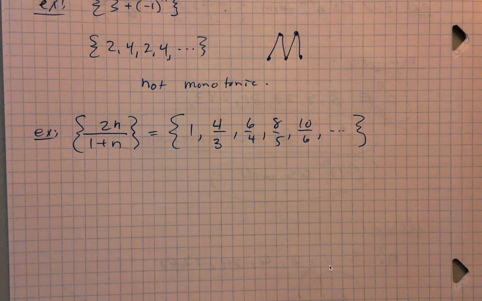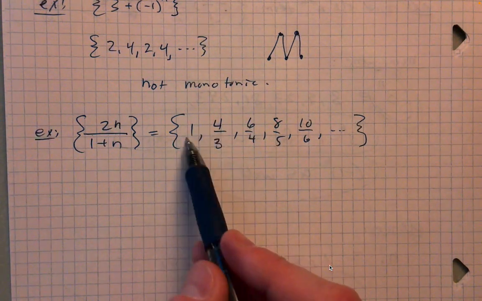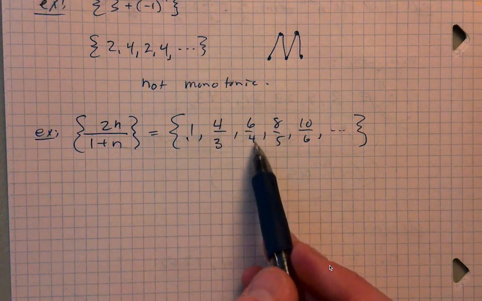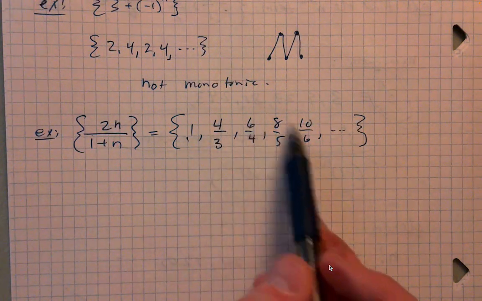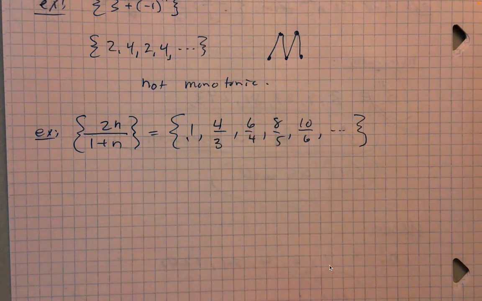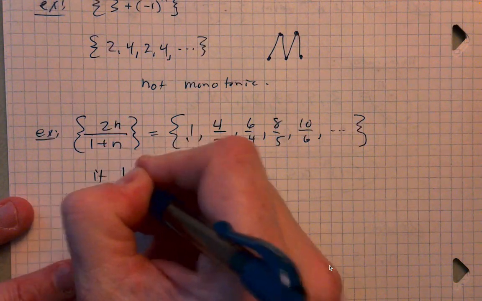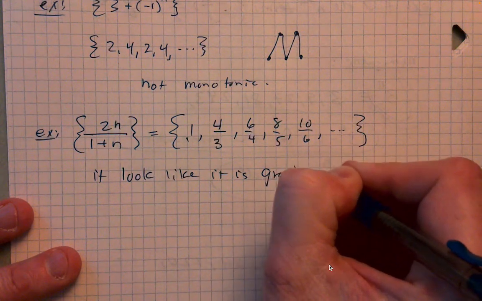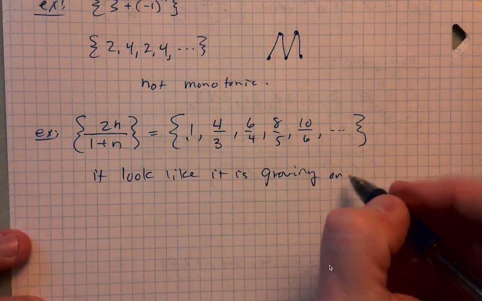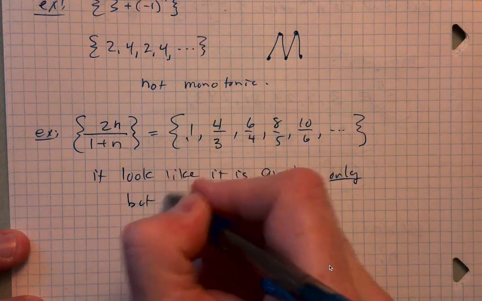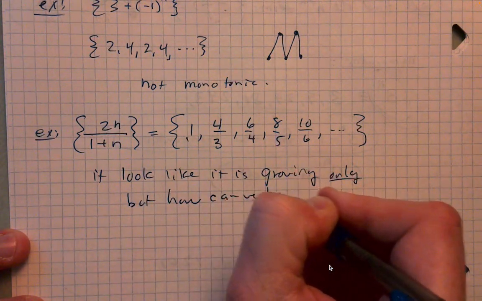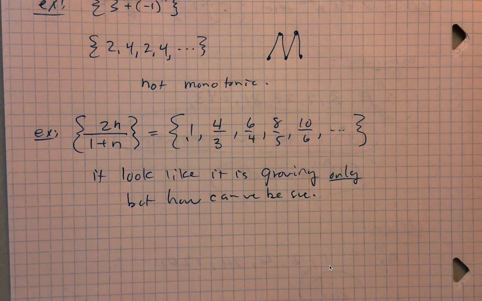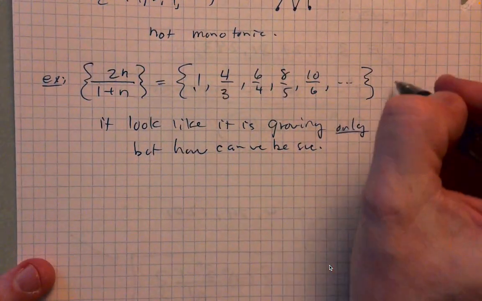Okay. So it looks like the sequence is growing, right? This is 1. This is 1 1/3. This is 1 1/2, right? So it kind of looks like things are growing, but how can we be sure? It looks like it's growing, right? Growing only, i.e. getting larger. But how can we be sure? So what we'd want to be able to show in general is, let's call this b of n.